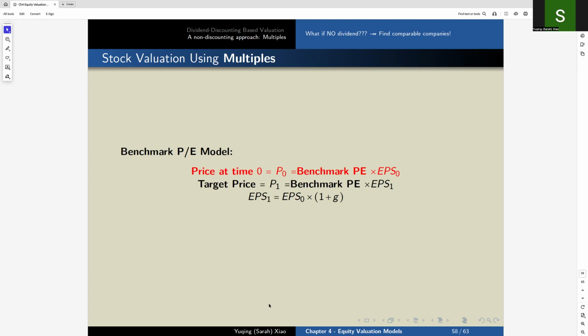We can also project forward. If earnings are expected to grow, say by 10%, then next year's EPS, or EPS1, will be 3.7 times 1 plus the 10% growth rate, or about $4.07. Multiply that by 16, and we get a forecasted price of about $65.1.